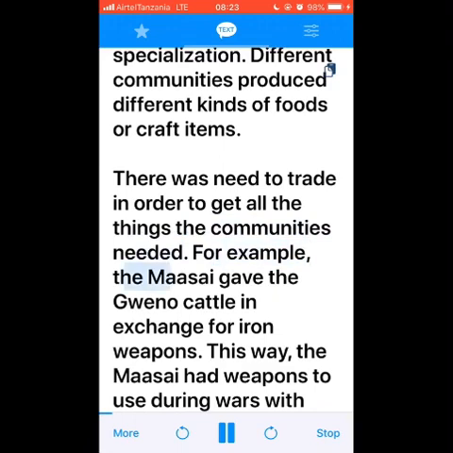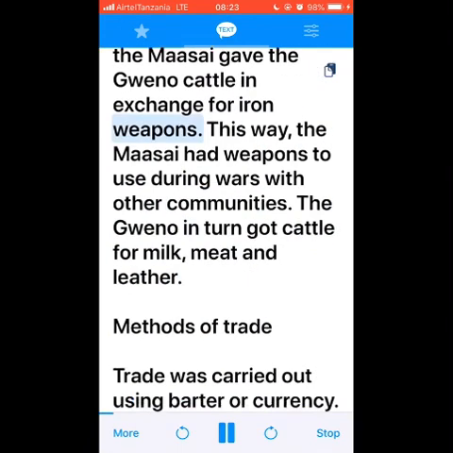For example, the Maasai gave the Gweno cattle in exchange for iron weapons. This way, the Maasai had weapons to use during wars with other communities. The Gweno in turn got cattle for milk, meat and leather.